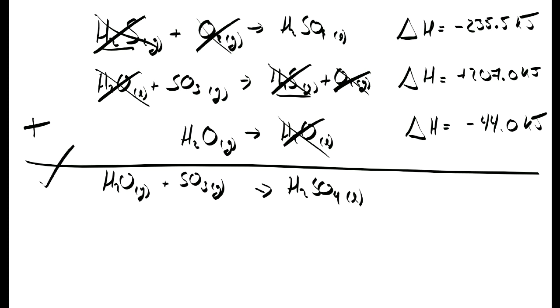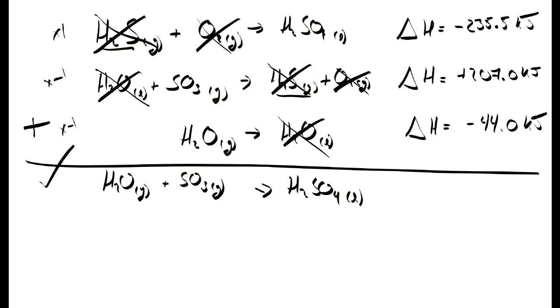Okay, this was a fairly simple Hess's law problem, because there's times 1, times negative 1, times negative 1. They can get more complicated than that. I won't throw anything too hideously complicated at you unless I've screwed up.